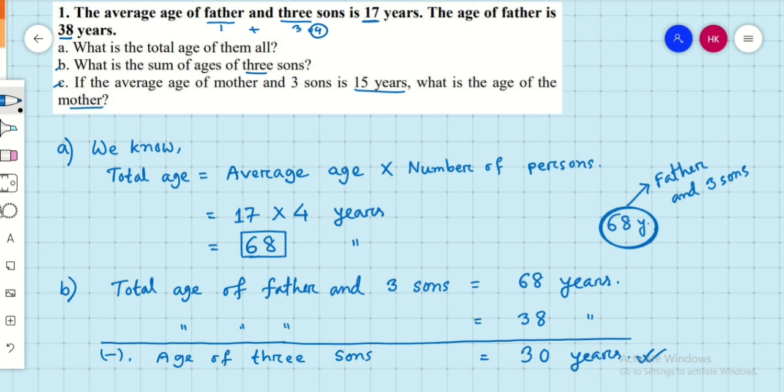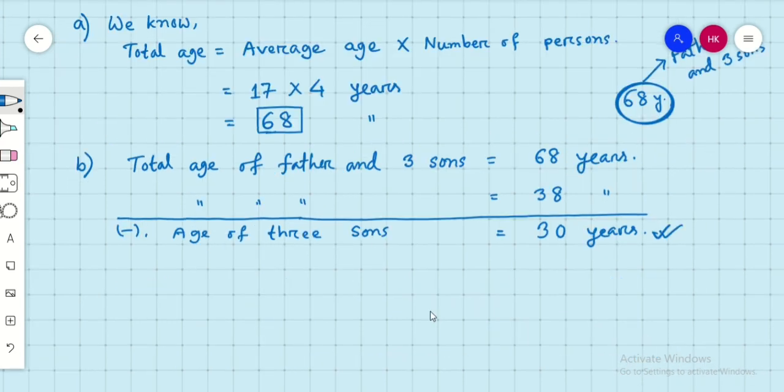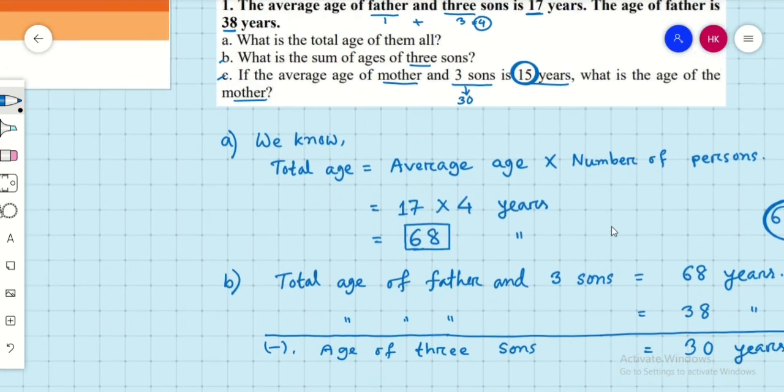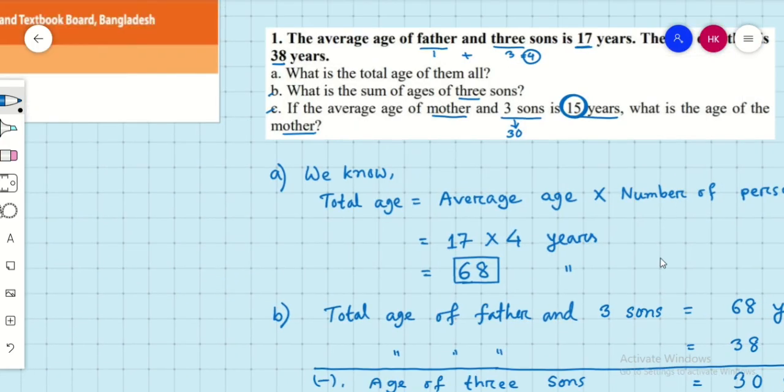Now again, there is given an average age of 15 years, which includes the mother and 3 sons, and we already know that the 3 sons' age is 30. So at first we need to find the total age of mother and 3 sons, and then we solve. Let's open a free space and do the math again.